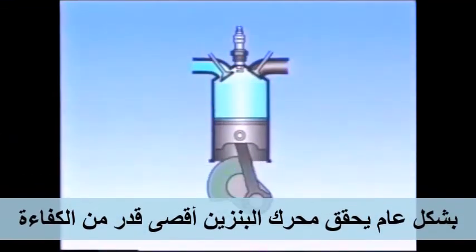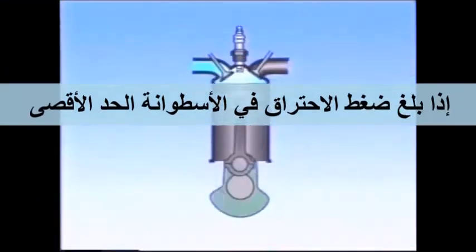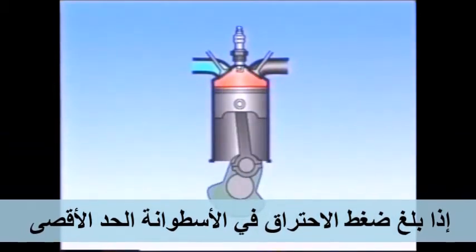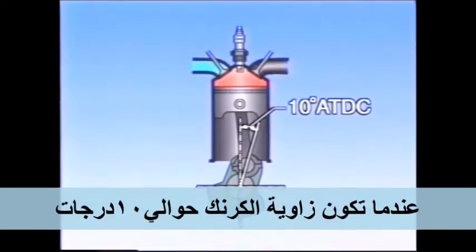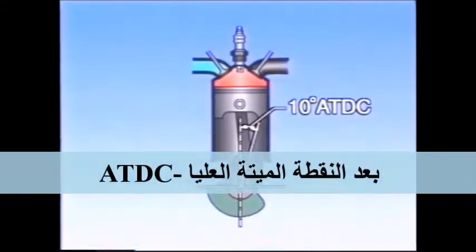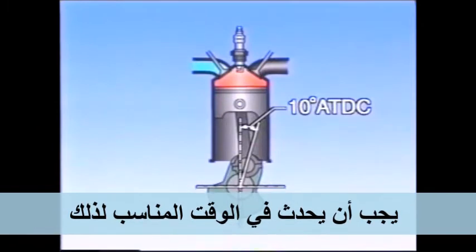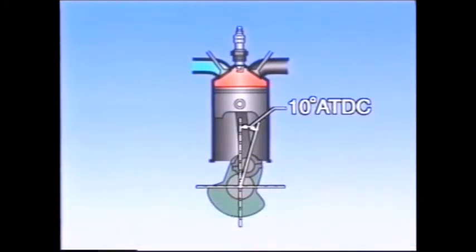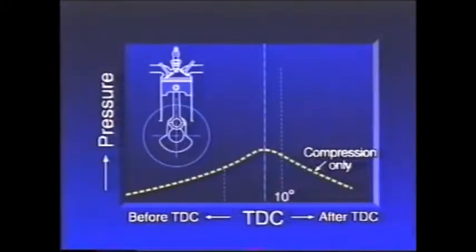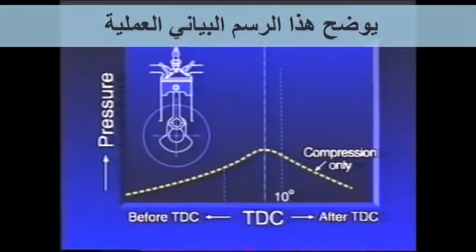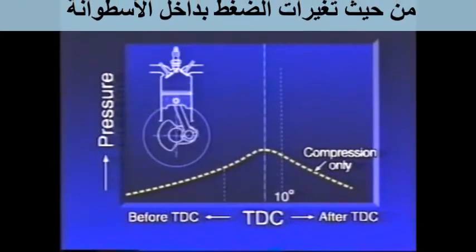In general, a gasoline engine achieves maximum efficiency if the combustion pressure in the cylinder reaches maximum when the crank angle is about 10 degrees past top dead center. This means that ignition should be timed accordingly. This graph shows the process in terms of the pressure changes inside the cylinder.